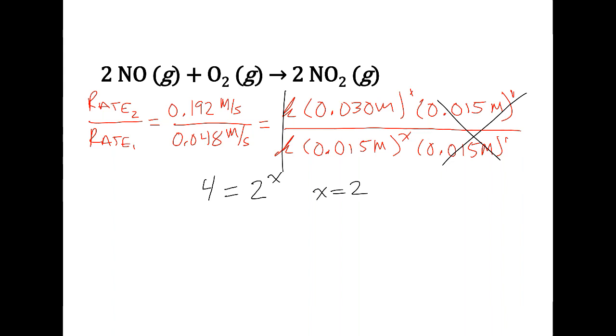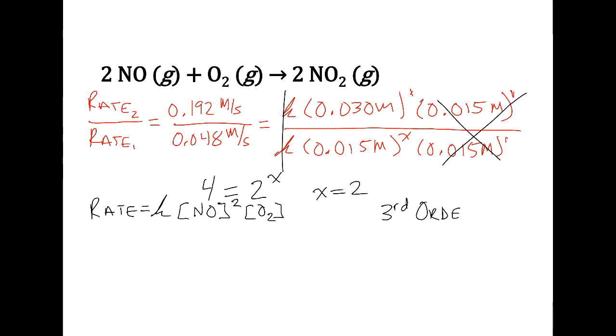So we can write our rate law. The rate law is equal to the rate constant times the concentration of NO squared, that's what X is, times the concentration of O2. We don't put the 1 because it's implied. Okay, so now we found the rate law. We found that overall this reaction is third order.